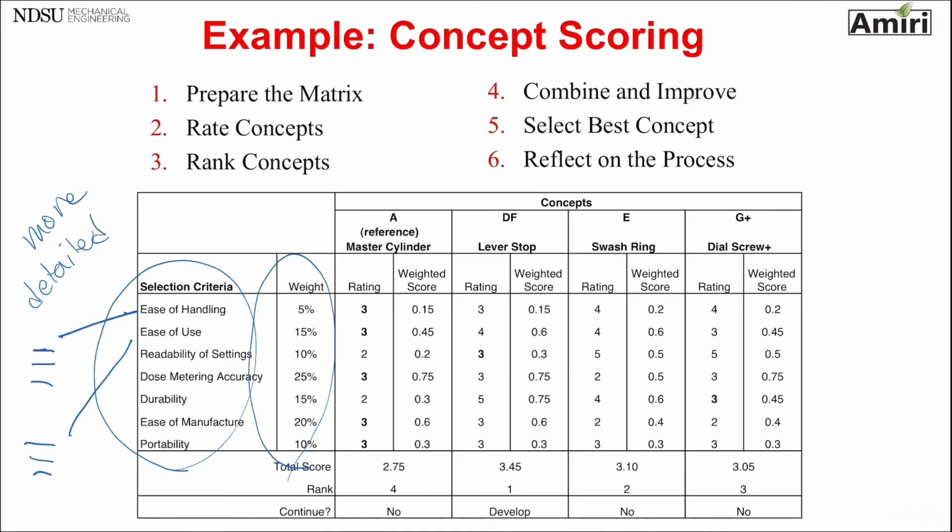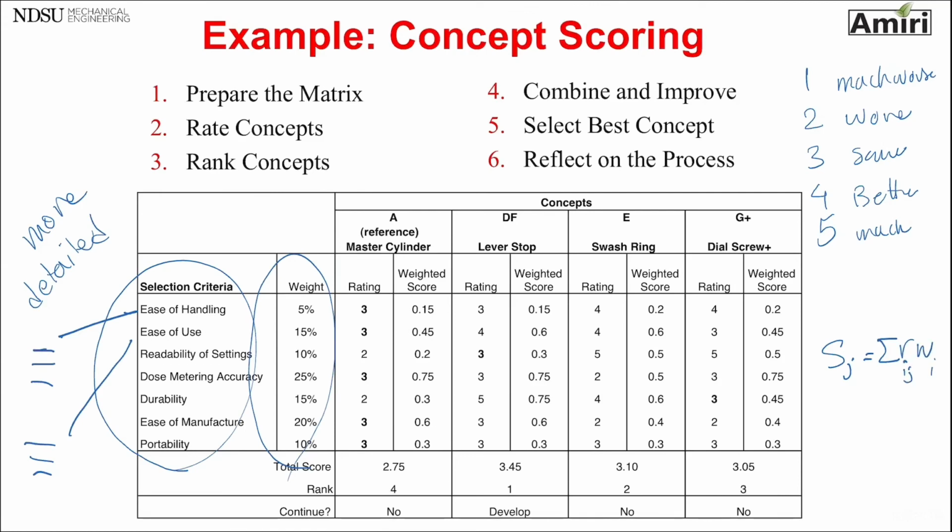Let me find the equation for it. Okay, so it's much worse, worse, same as, better than, and much better. So you get 5, 4, 3, 2, 1 scores this time. And I'm sure you can do the calculation, but it's going to be something like this. So this R_ij times w_i, where i goes from 1 to n. And so this is your total score.